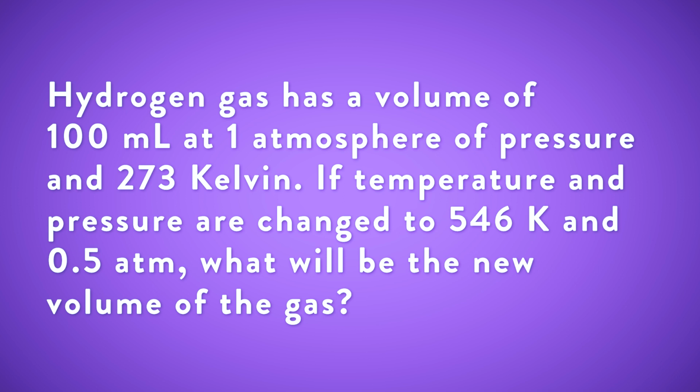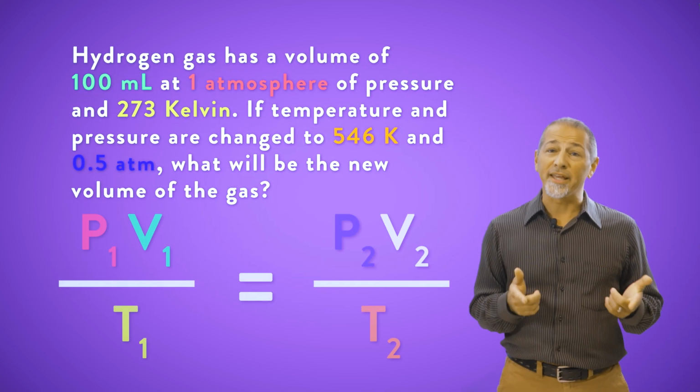Question 1. Hydrogen gas has a volume of 100 milliliters at 1 atmosphere of pressure and 273 Kelvin. If temperature and pressure are changed to 546 Kelvin and 0.5 atmospheres, what will be the new volume of the gas? Let's plug it in.